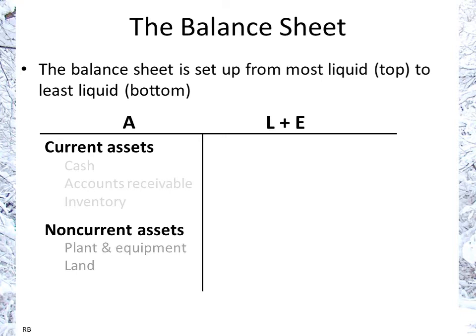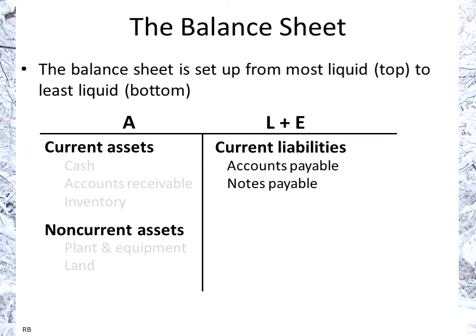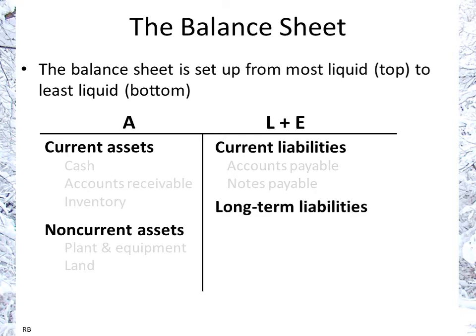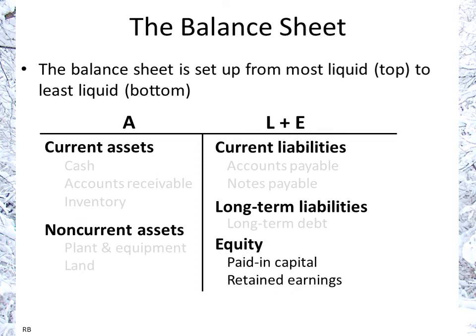Now, on the liability side, we start off with current liabilities. The most common ones that you'll run into are accounts payable and notes payable. Then we go to the non-current or long-term liabilities. The most common there is long-term debt. And then we get into the equity section, which is in two parts. One is the paid-in capital and the retained earnings.